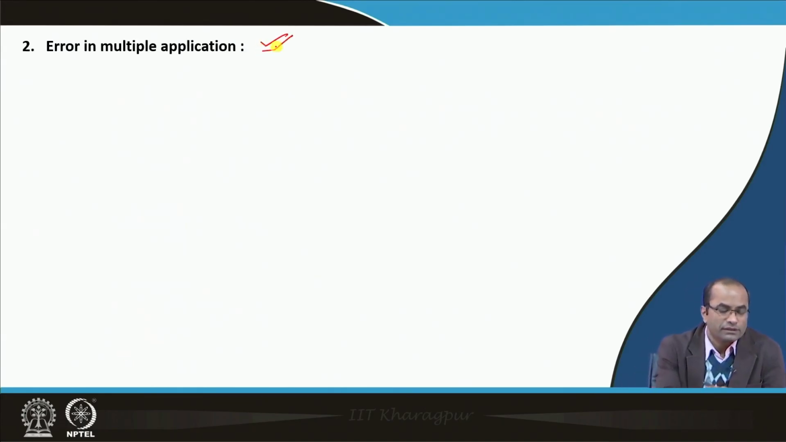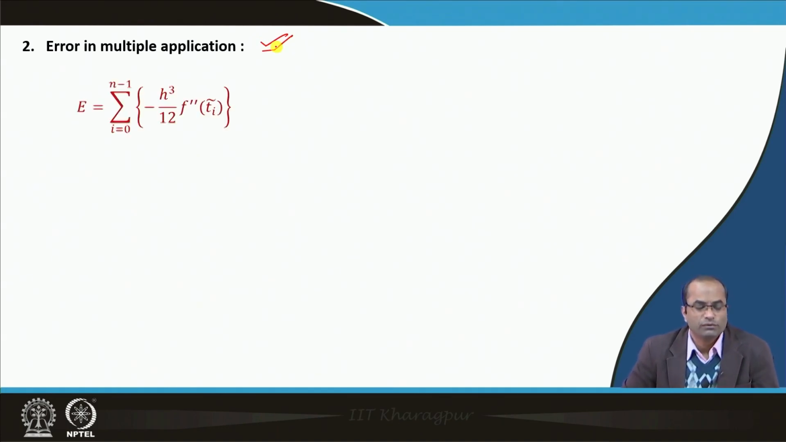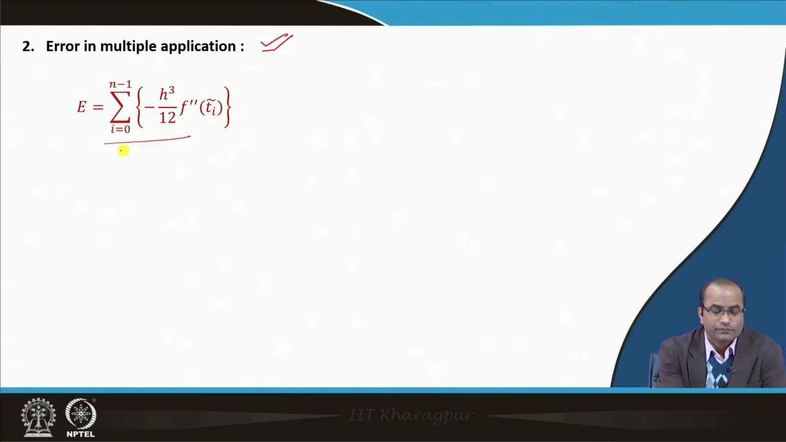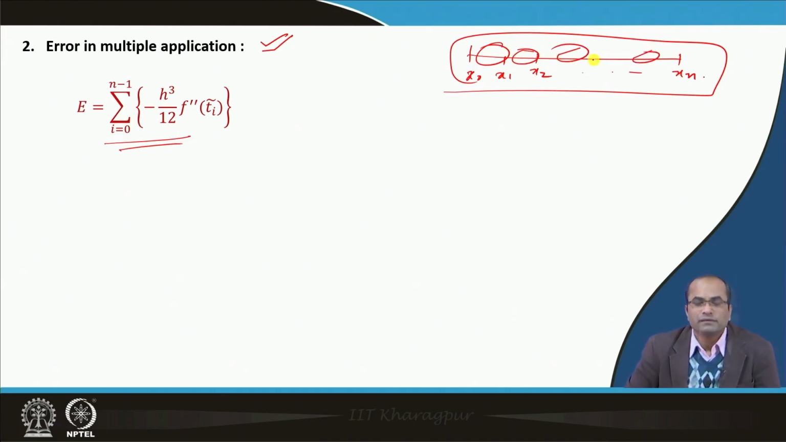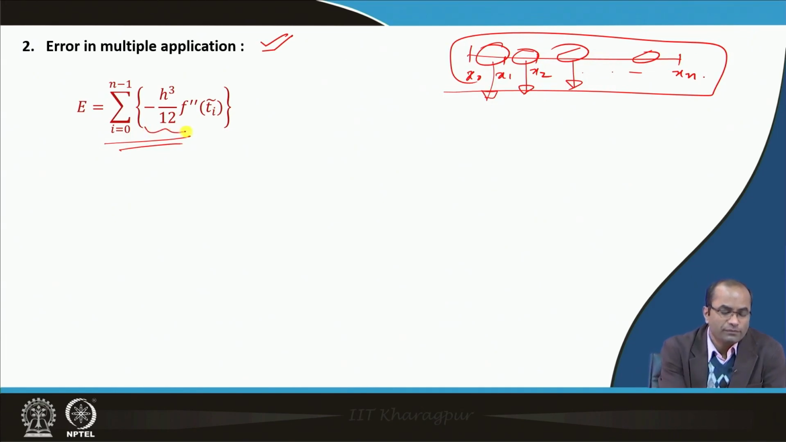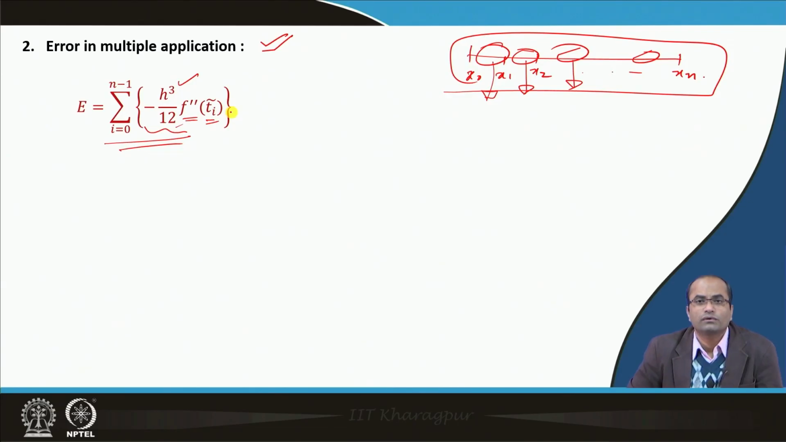Now, we will see the error in multiple applications. So, there will be addition now. We have error in each step. This interval is broken from x naught to x 1, then x 2 and so on, until we have x n. In each subinterval we are applying the trapezoidal rule, and then we have an error as a result in each interval. That error will naturally be what we have just computed, h cube by 12 and the double derivative at t i, which we are denoting now for the ith interval.